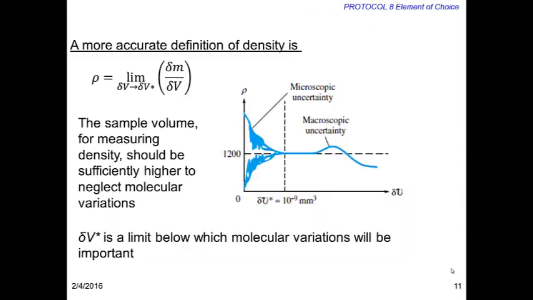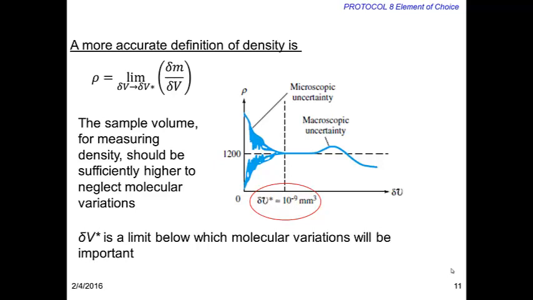Now let us discuss a more accurate definition of density. Although density is mass per unit volume, the sample volume must be sufficiently higher to neglect molecular variations. Beyond certain limits, close to molecular dimensions, density cannot be measured accurately. This limit is 10 to the power minus 9 millimeter cube.